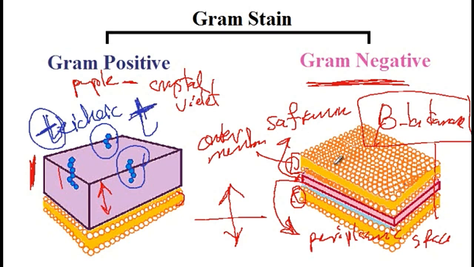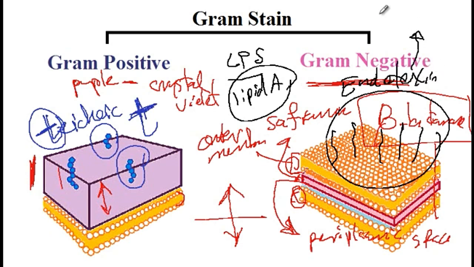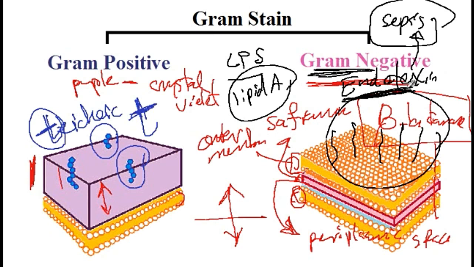In return, gram-negative bacteria contain lipopolysaccharide in the outer membrane, and the lipid A component of the lipopolysaccharide is a toxin and is referred to as endotoxin, which can cause sepsis. So that's the reason that gram-negative bacteria are commonly associated with sepsis, due to the presence of endotoxin in the outer membrane from the lipid A component of the lipopolysaccharide.